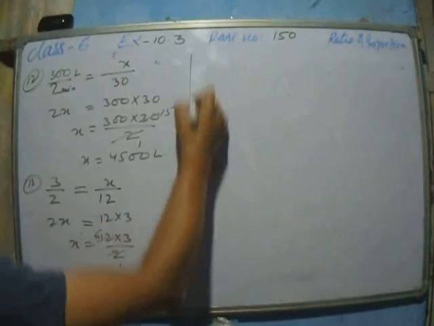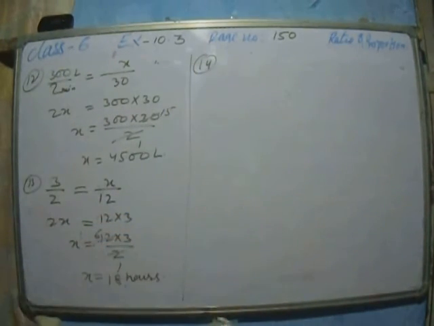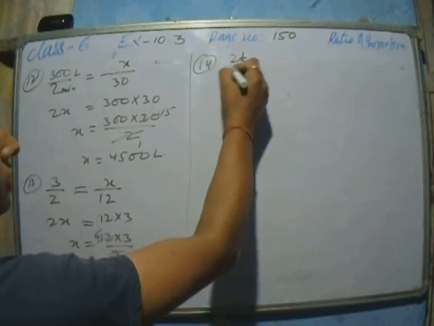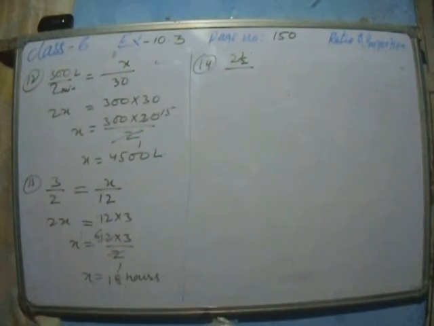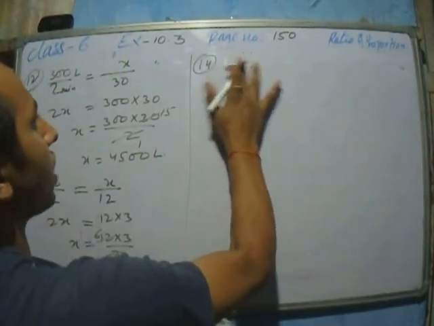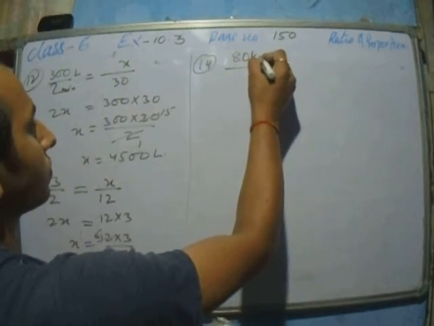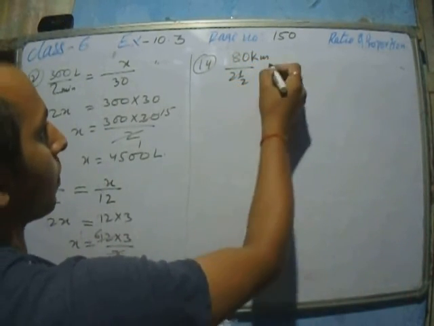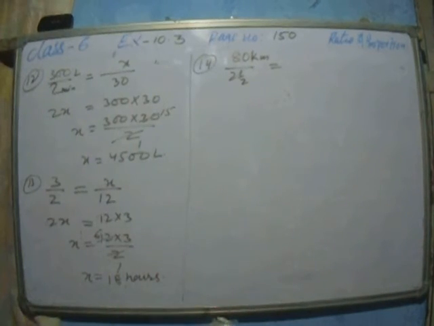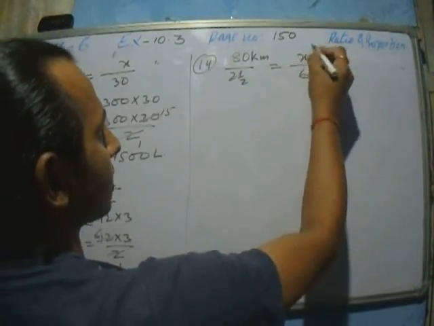Now we are moving towards question 14. That is the last question, I think. The remaining 2 questions you can try or you can leave also. So here it says a car travels 80 kilometers in 2.5 hours. Then it says find the distance traveled by the car in 6 hours. So in 6 hours how much distance can it travel?